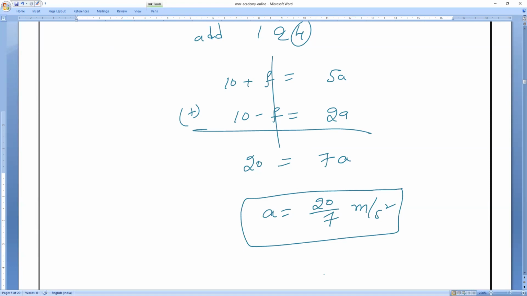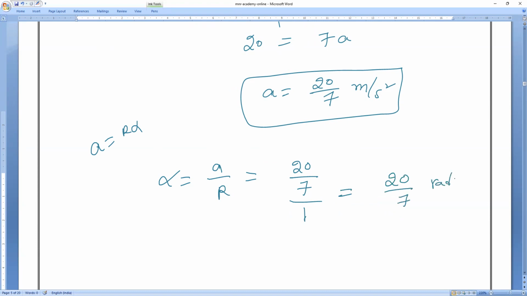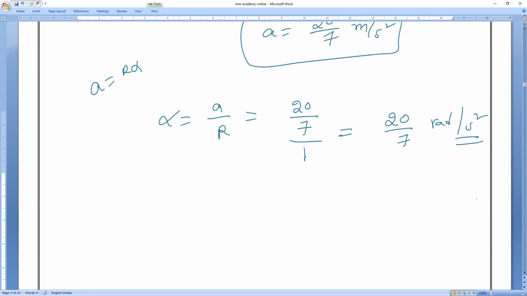Clear, everybody? Now, alpha. We all know that A is equal to R alpha, so alpha is equal to A by R. What is the A value? 20 by 7, divided by the R value, which is also 1. So alpha is equal to 20 by 7 radian per second square. Now, friction we have to calculate.